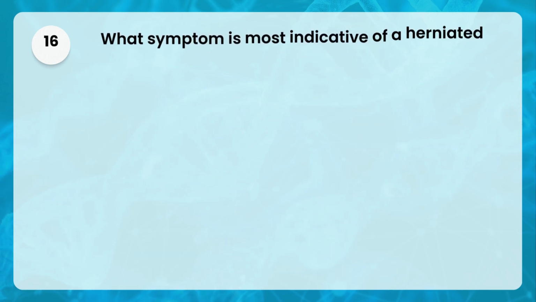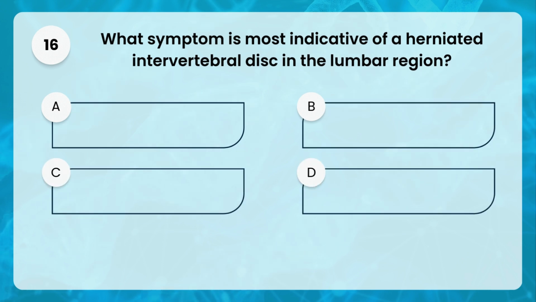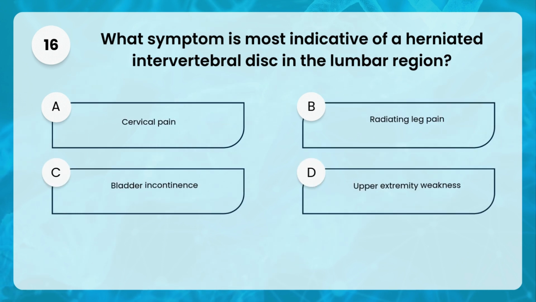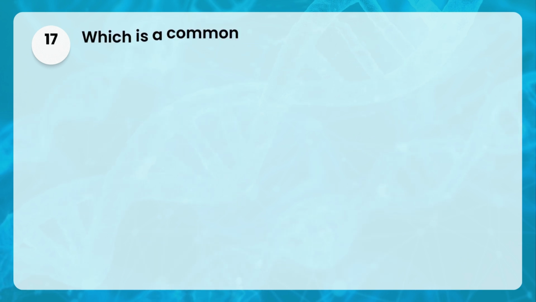Number 16. What symptom is most indicative of a herniated intervertebral disc in the lumbar region? A. Cervical pain. B. Radiating leg pain. C. Bladder incontinence. Or D. Upper extremity weakness. The answer is B. Radiating leg pain.